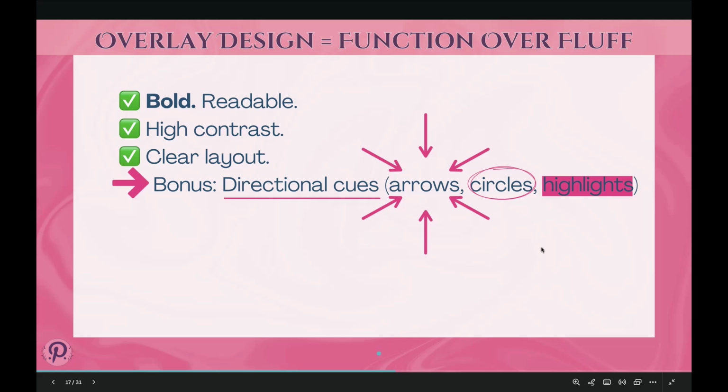Now, our overlay design, I want you to think functional over fluff, right? I don't love the word fluff either, but it was an F. It sounded cool. Okay, don't come at me. Design is important, but not in the way that you think. It doesn't have to be gorgeous, it has to be legible. Now, using bold fonts, high contrast colors, a clear layout, and spacing that makes the text on your pin easy to skim. That is what's important.